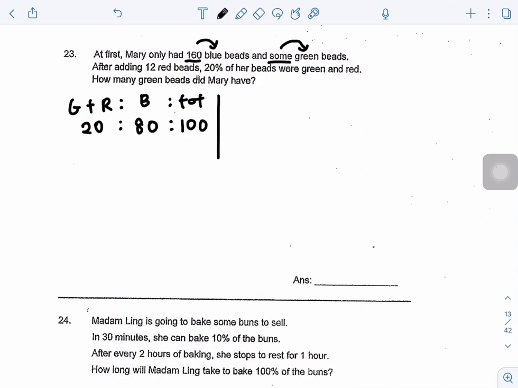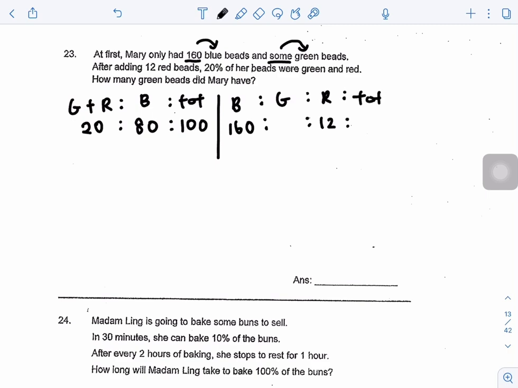How about before the red beads were added? Before the red beads were added, the blue beads I had 160. The green beads, I don't know, right? The red beads were added, 12. Total, I don't know as well.